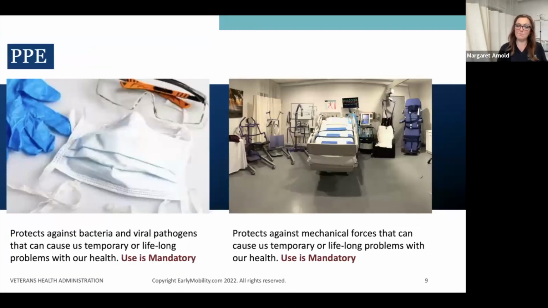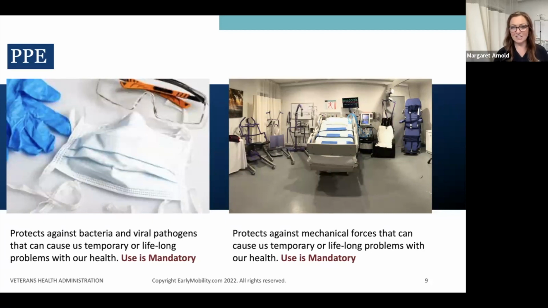So when we think about PPE, on the left-hand picture, we see PPE that protects us against bacteria and viral pathogens that can cause us temporary or long-term problems with our health. Use is mandatory. On the right-hand picture, we see PPE that protects against mechanical forces that can cause us temporary or lifelong problems with our health.